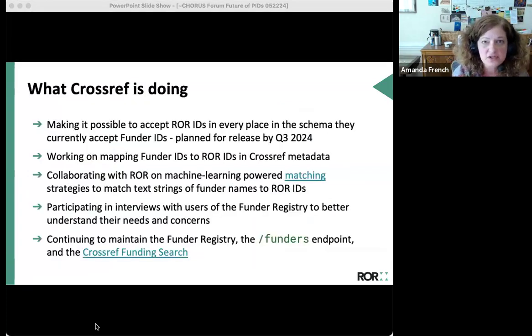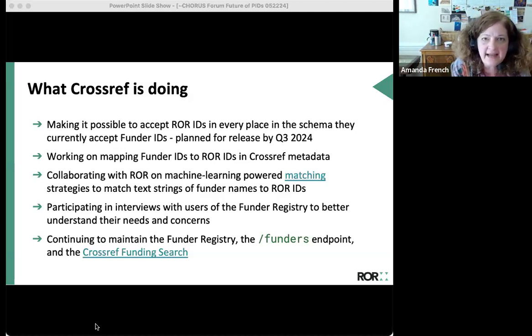So Crossref is also collaborating with ROAR and working quite hard on this transition. One of the things they are doing right now, and I can tell you this is very, very active development, Crossref is making it possible to accept ROAR IDs in every place in the DOI schema that they currently accept funder IDs. That will be released, I would say, by early Q3. It's always hard to tell with these things, but it's imminent this year for sure.